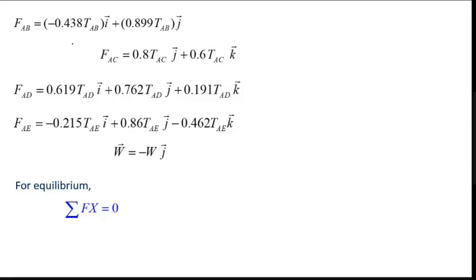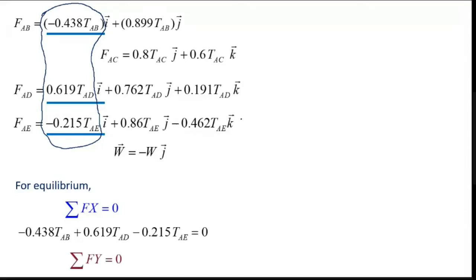So I got FAB, FAC, FAD, FAE, and of course W. Since it is an equilibrium state, I have to add all my I components. So what are my I components here? I have an I component here, here, and here. These are the 3 I components. This doesn't have I, there is only J. These 2 are J. Add all the I components and equate to 0. We will get one equation. This is my first equation.